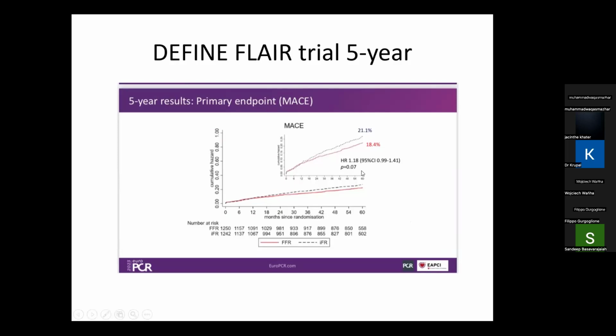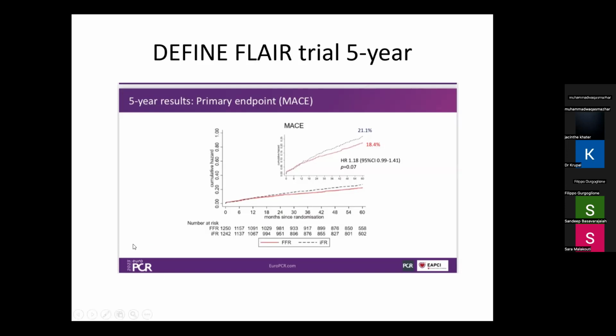MACE was not significantly different between the two groups. The p-value was 0.07, slightly higher than 0.05. But the overall MACE was higher in the IFR group. So it is not a significant result. It's a play of chance. This study was powered for the 1-year outcome, not for the 5-year outcome, so it says nothing. There was a lot of criticism of these 5-year results, and this was not published anywhere.